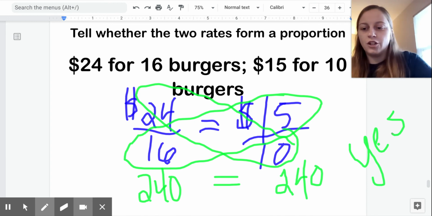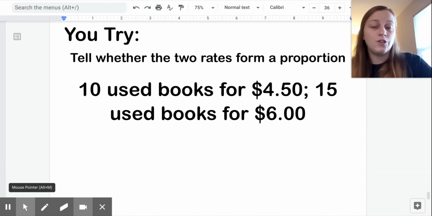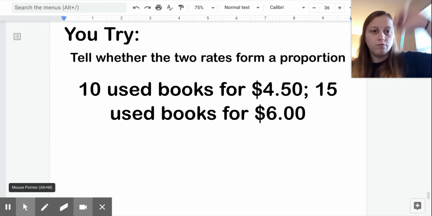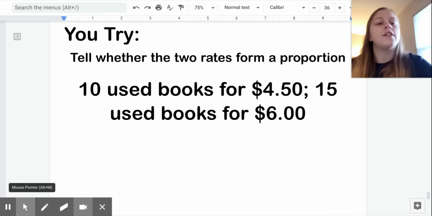Let's go ahead and you try one just like that. So first you have to put it into a rate, which we learned about before we went on break, and then use cross products to determine if these rates are proportional or not. Pause the video while you work.